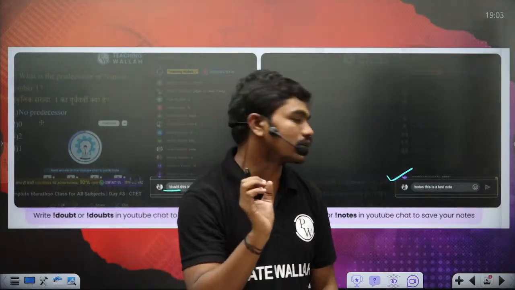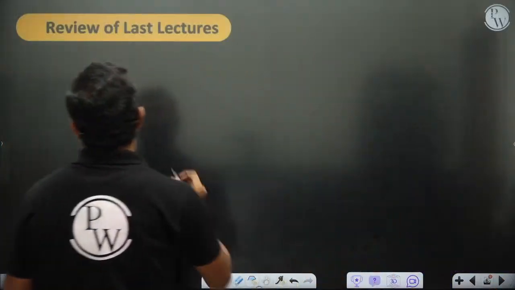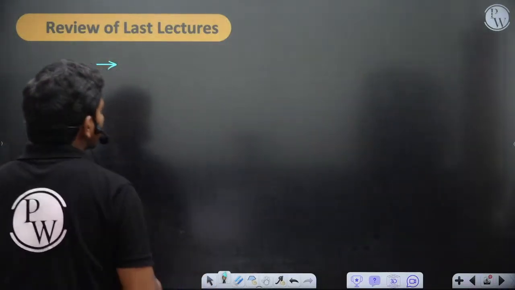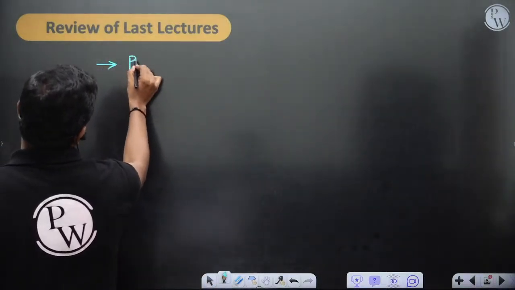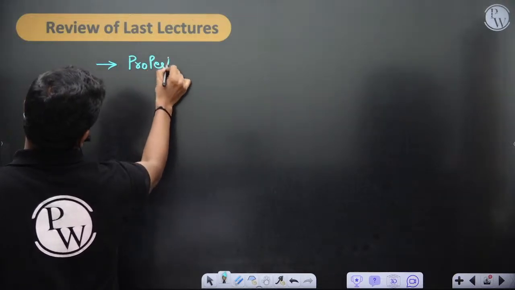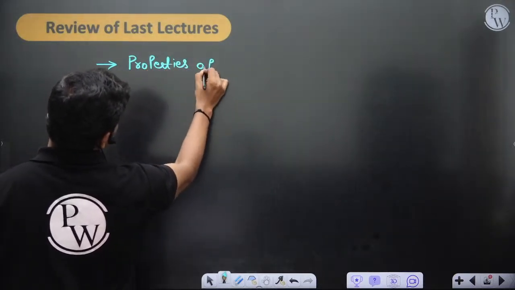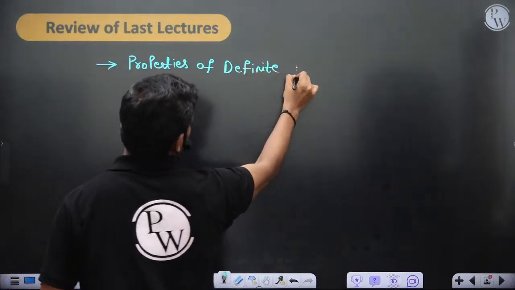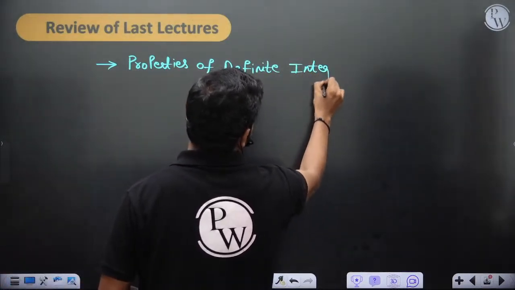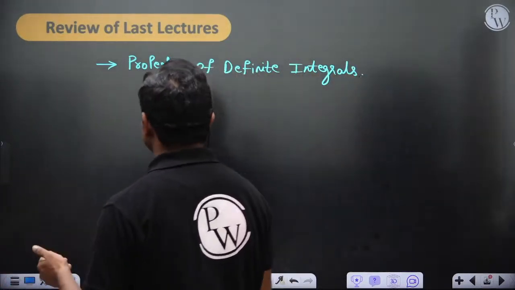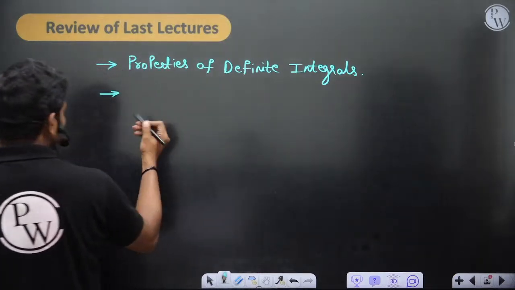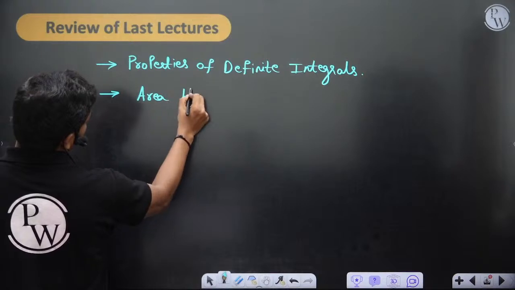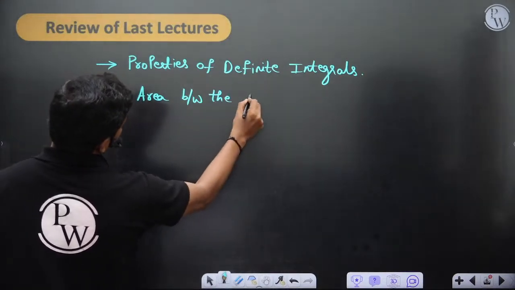Okay, and in the last lecture, in Friday's class, I gave you some homework as well, of course. In Friday's class we talked about properties of definite integrals, where we saw some nice properties regarding reduction functions, reduction integrals and all. So properties of definite integrals is what we have seen. And we also talked about only one application, area between the curves.